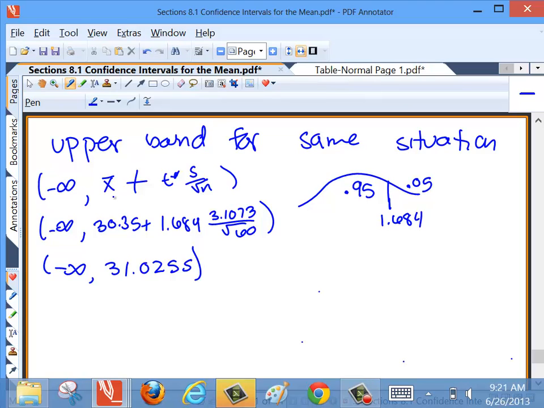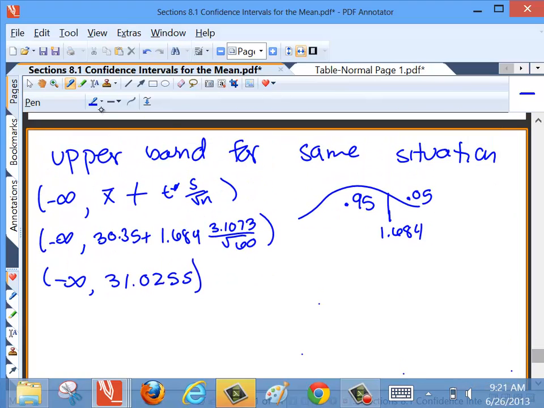Just remember that, again, your normal confidence interval is x bar minus and then x bar plus. And so if you want an upper bound, make sure you have a plus. If you want a lower bound, make sure you have a minus. Does that help?